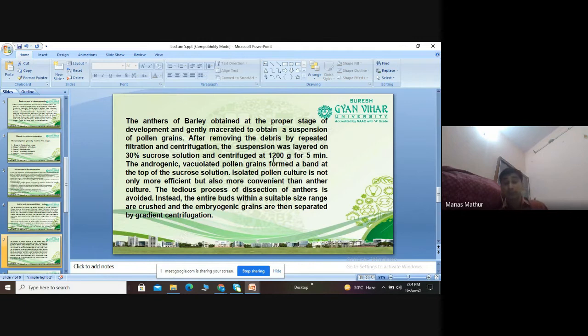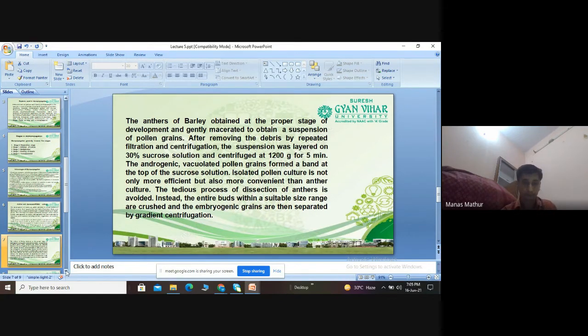What is the main challenge? The main challenge is that this process is a little bit tedious. The tedious process of dissection of anthers is avoided. Instead, the entire buds of a suitable size range are crushed and the pollen grains coming out are separated by the centrifugation method, because we cannot take a single bud and dissect it. The entire bud of a suitable size can be crushed and the pollen grains separated by gradient centrifugation.